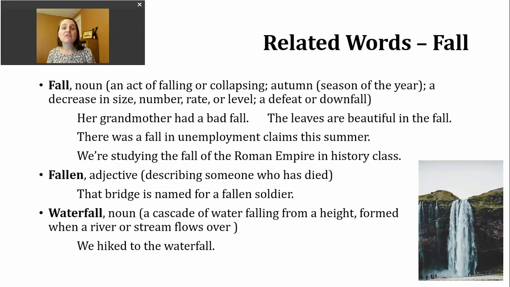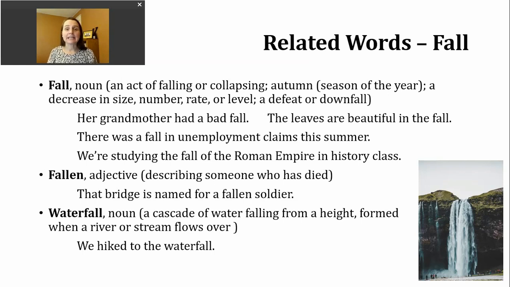The first definition for the noun fall is an act of falling or collapsing. So an example of this would be the sentence, her grandmother had a bad fall. We can tell here that fall is being used as a noun because we have an adjective right before it, and right before the adjective is the article a.